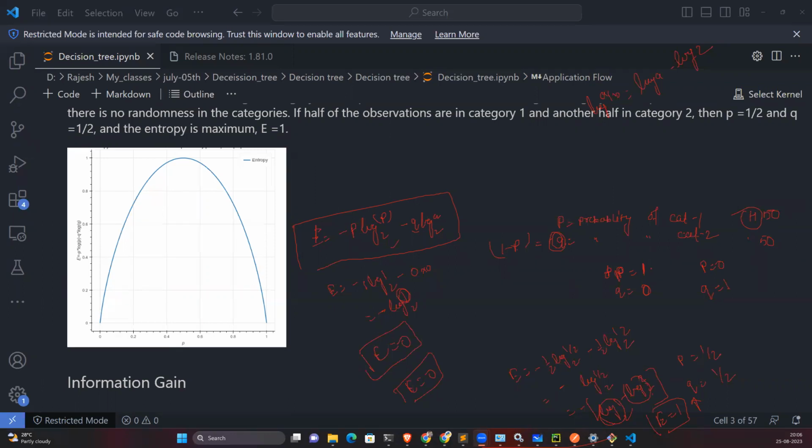Based on the entropy, we need to fix whether the data is a parent or child, based on the entropy value. After the entropy calculation, you have to calculate the information gain. I'm coming to this point. I'll take an example also, and then I will show you how to do it. Okay, don't worry. Bear with me.